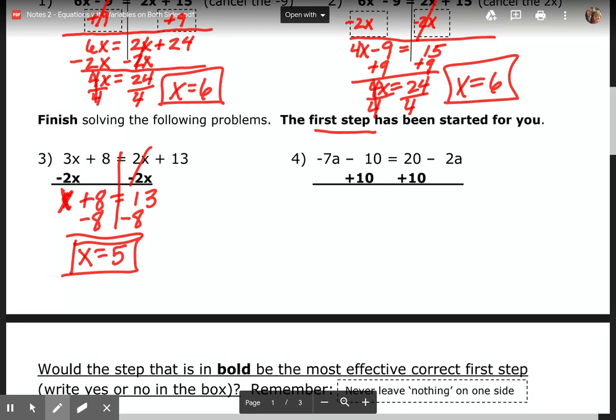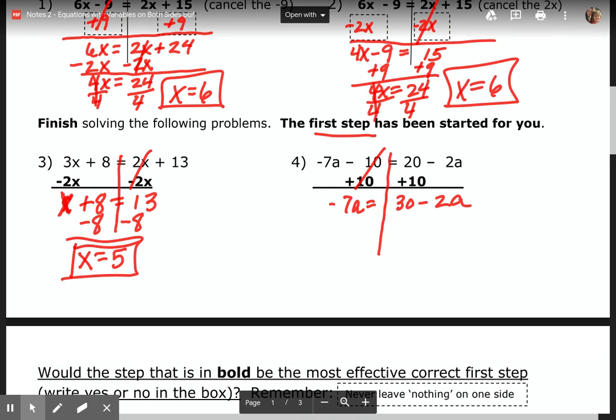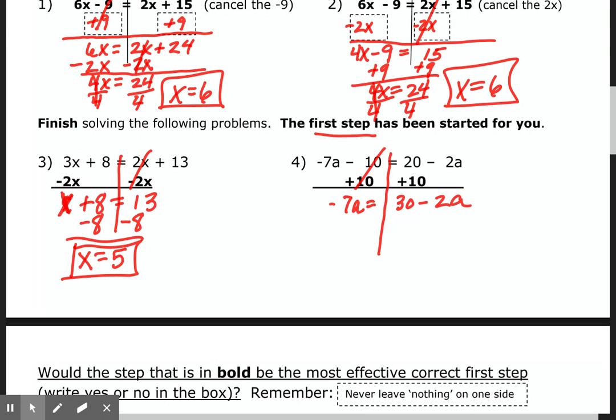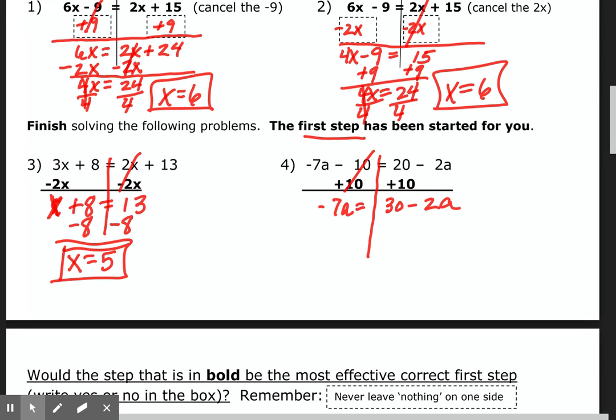All right, let's look at number 4. So number 4, I decided to add 10 first. So those will cancel out. I have negative 7a equals 20 plus 10 is 30 minus 2a. All right, so I've got a variable term here on the left, and then I've got a constant right here, and then I've got a variable term here. So I need to get this negative 2a over here to the other side.